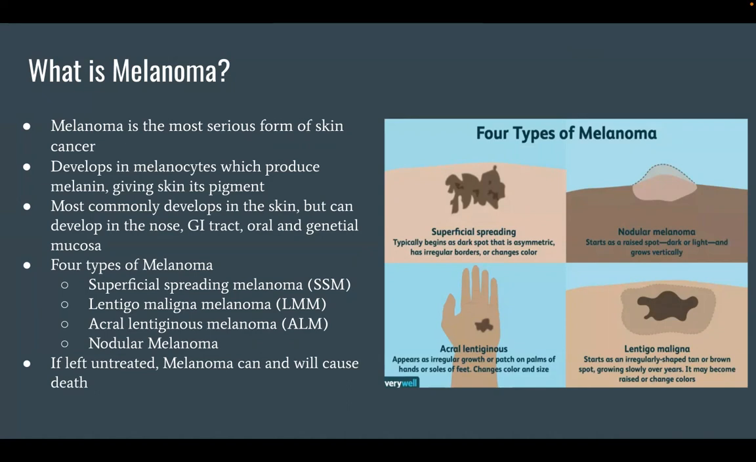As you see on the right-hand side, it shows the four different types of melanoma and how they look a bit different and where they're more likely to grow on the body.